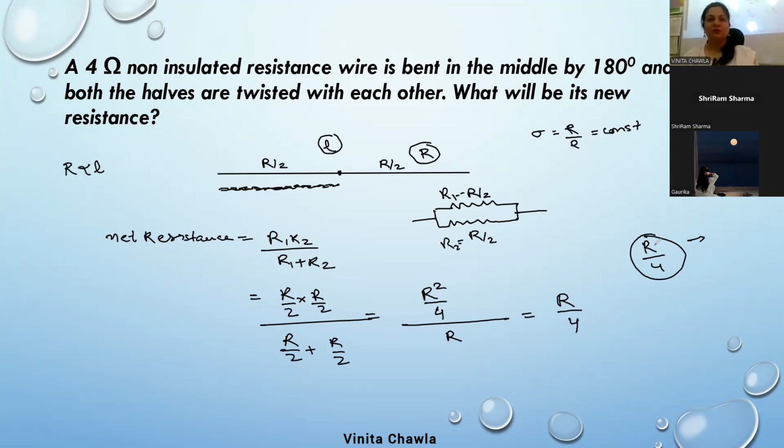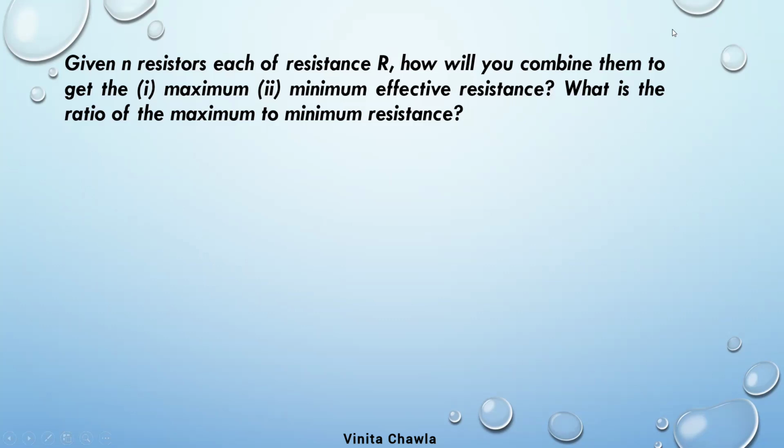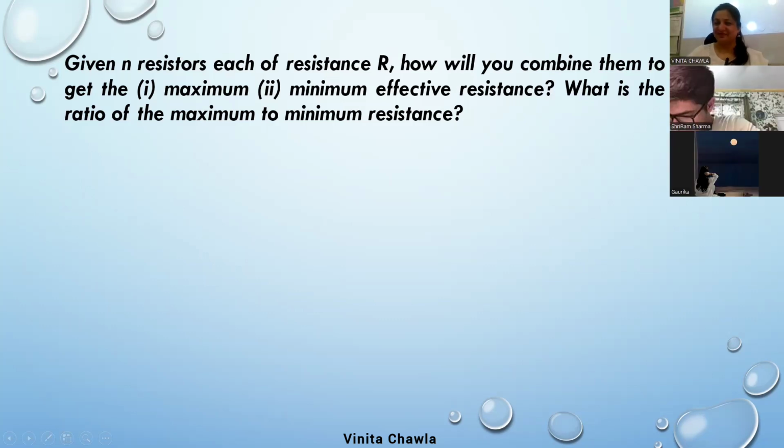Was a value given for it? Yes, 4 ohm was given. So for the net resistance, put the value of R here, it's 4 upon 4. The answer is 1 ohm. For N resistors, each of resistance R, you can all do it, I guess. It's an easy question, no? Will you be able to do it?